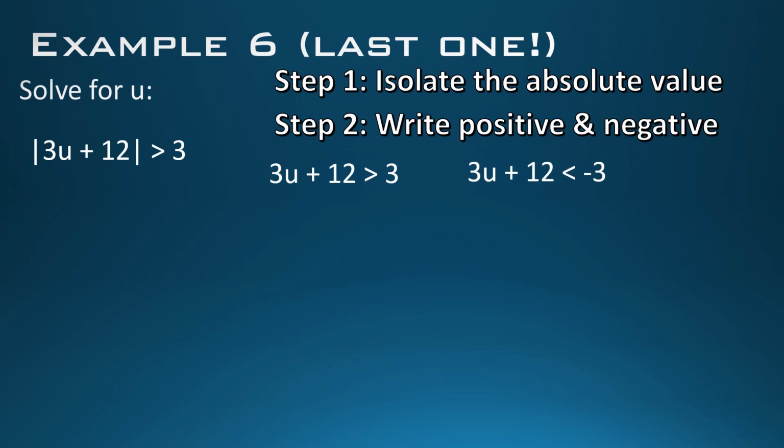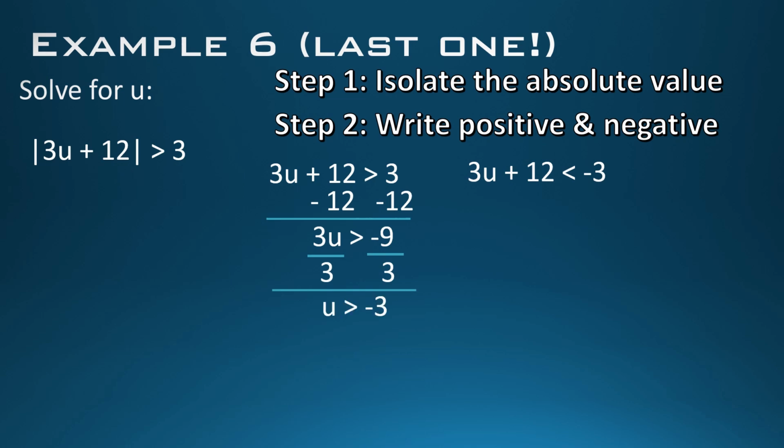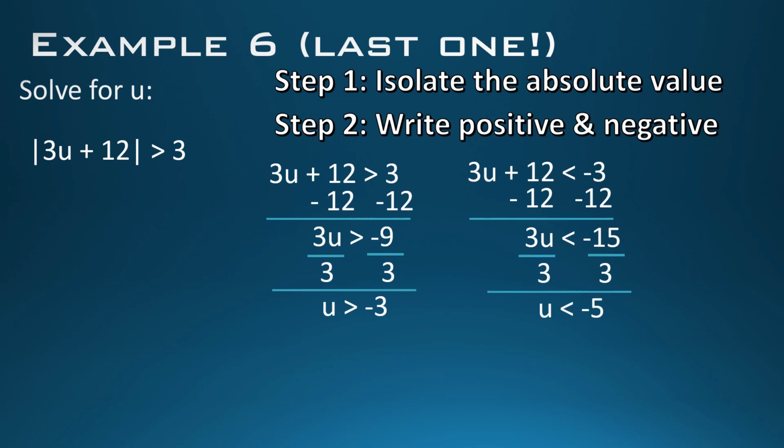Now we're going to solve each side. So we subtract 12 from both sides. We get 3u is greater than negative 9. Then we divide by 3 to get u is greater than negative 3. On the right side, we again subtract 12. We have 3u less than negative 15. Dividing by 3, we find u is less than negative 5.